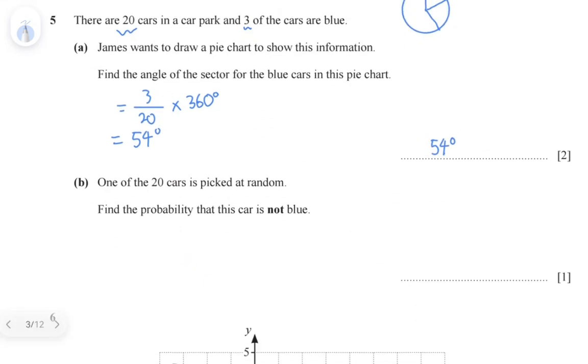Then, looking at question B, one of the 20 cars is picked, and we want to find the probability that it is not blue. So we know that out of the 20 cars, 3 are blue. To find the number of cars that are not blue, we will do 20 minus 3, which is equal to 17. So then, out of the total cars, we know that 17 of them are not blue. 17 out of 20 cars is our probability.